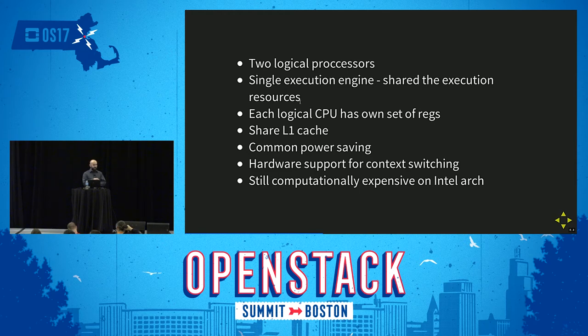Each logical CPU has its own set of registers, okay? So this helps a lot, all right? This is great. They share the same level one cache, okay? So if you think about the CPU, and I was telling that we have 1100 processes on the controller, if you do the simple math, you divide 1000 by 50, we end up with around 20 processes per CPU, per hyper-threaded CPU, all right?